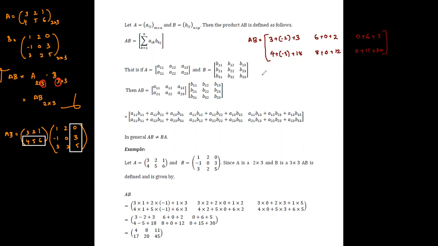Now if you perform this addition, then you will get 3 plus minus 2 plus 3, value given as 4, 6 plus 0 plus 2, 8, 0 plus 6 plus 5, 11, 4 plus 18 plus minus 5, this will become 17, 8 plus 0 plus 12, 0 plus 15 plus. This is a 2 by 3 matrix.